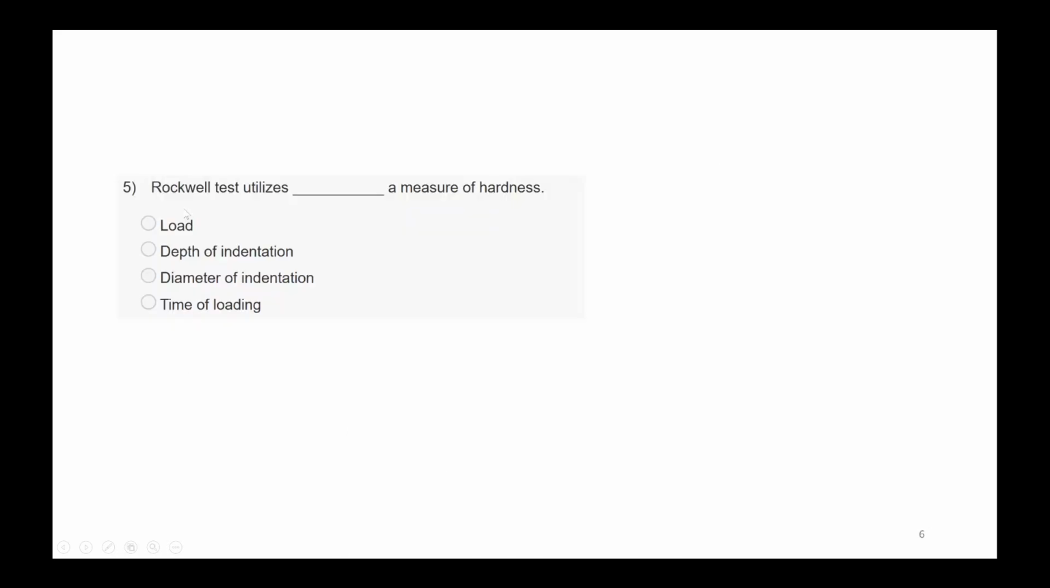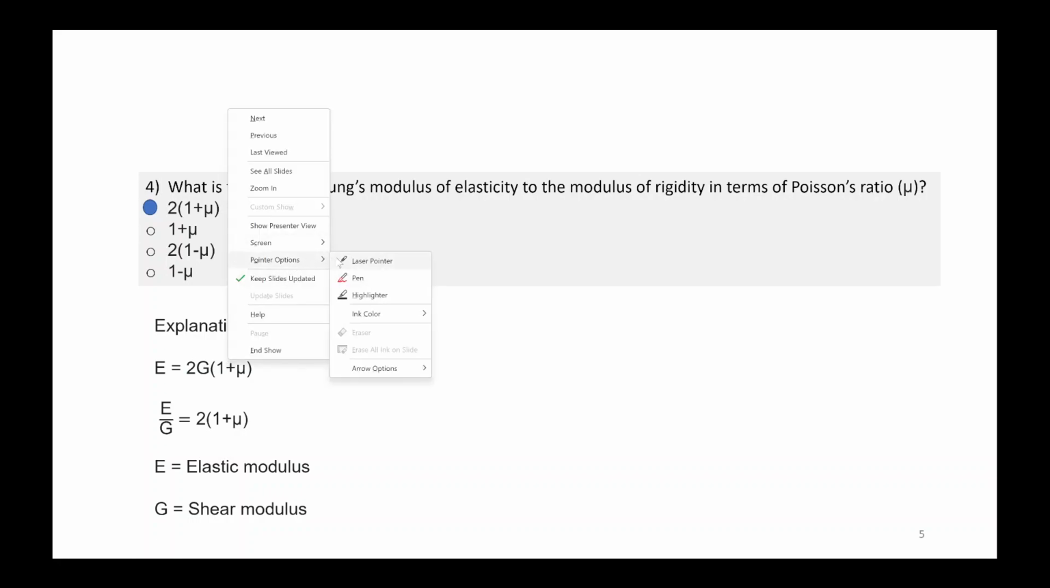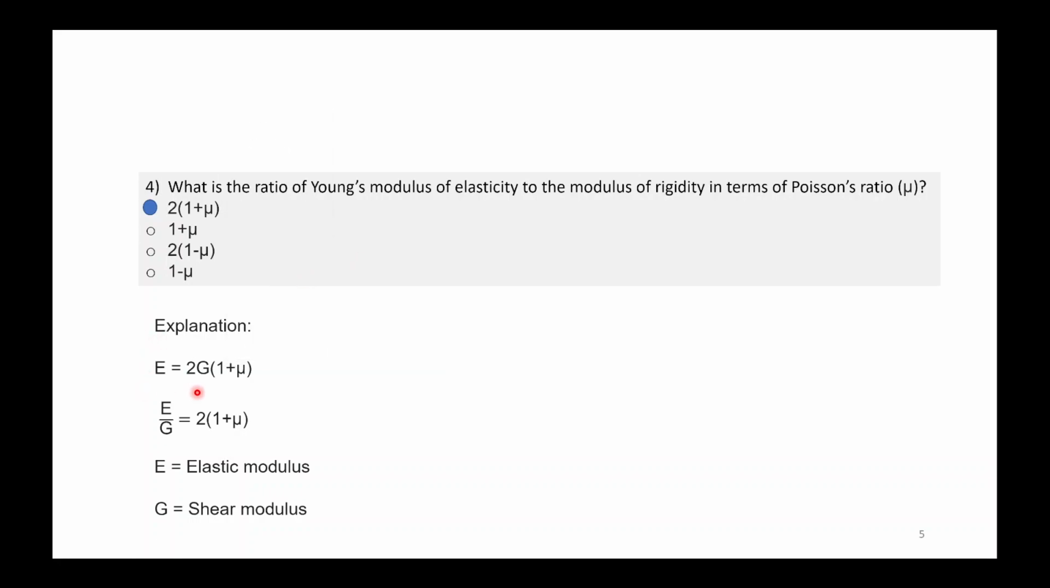So this is your relationship: E equals 2G(1 plus mu). Based on this, you can calculate what will be your Poisson's ratio. Please try to calculate and let me know in chat if you know the answer.